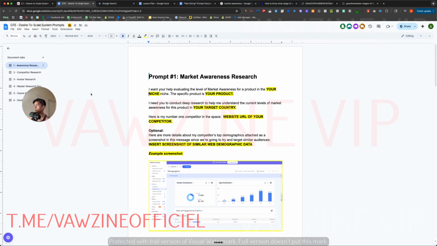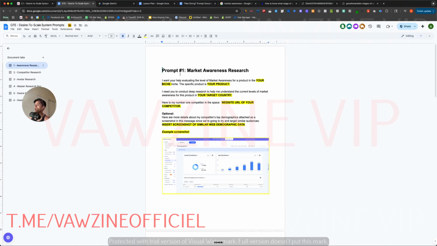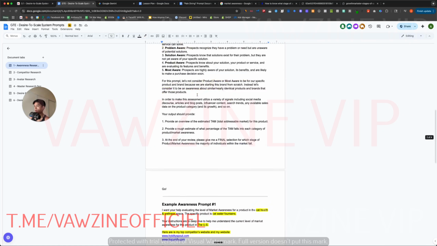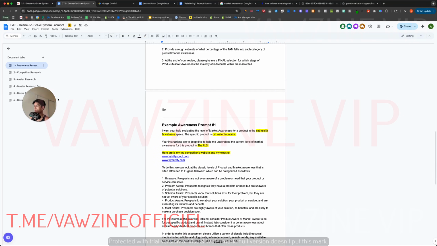So unfortunate, but okay. So prompt number one, market awareness research. And I've designed these prompts where everything that is in yellow, you want to replace with your information. And then everything else you can just copy paste. And I'll do a quick overview.